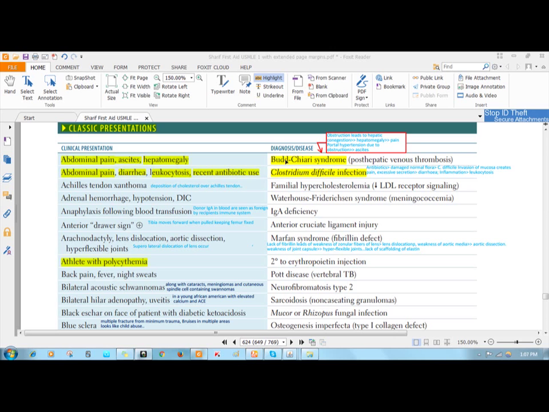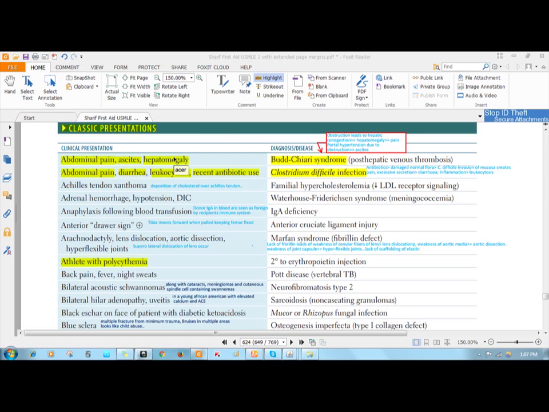So the first one we have is Budd-Chiari syndrome, which is actually obstruction of your hepatic vein. Whenever you have obstruction of your hepatic vein, it leads to pooling of blood inside your liver. And if the blood pools up inside the liver, it gets bigger, so you have hepatomegaly.